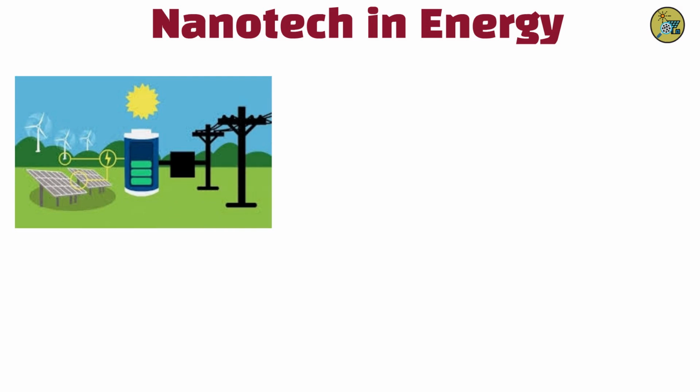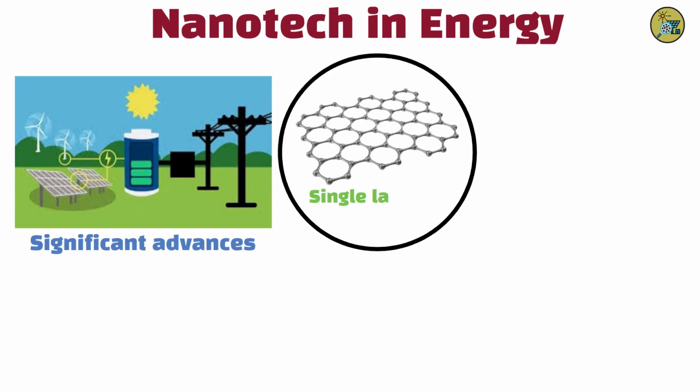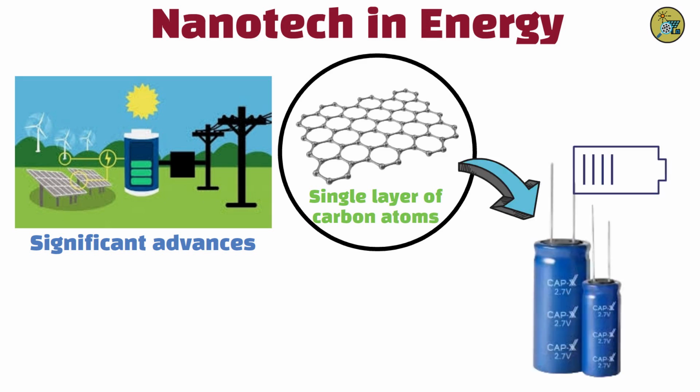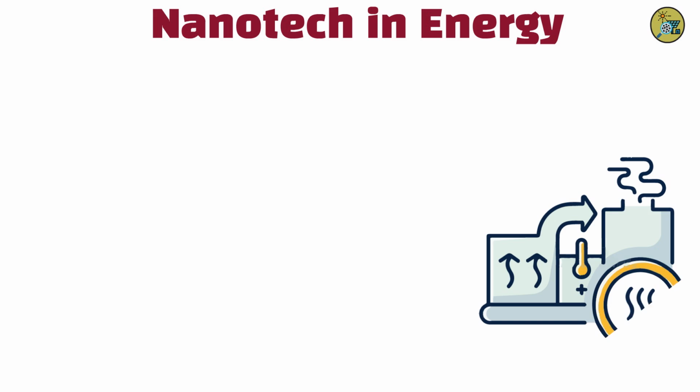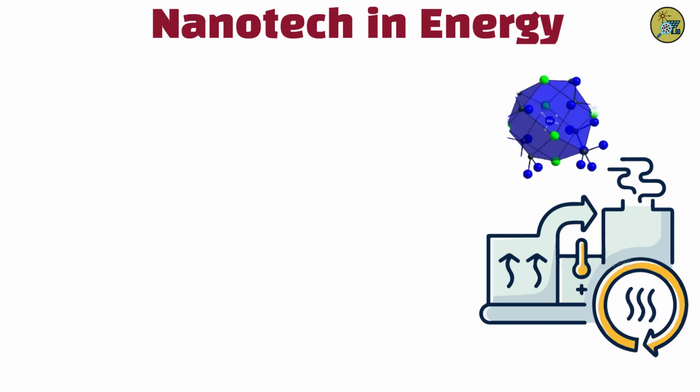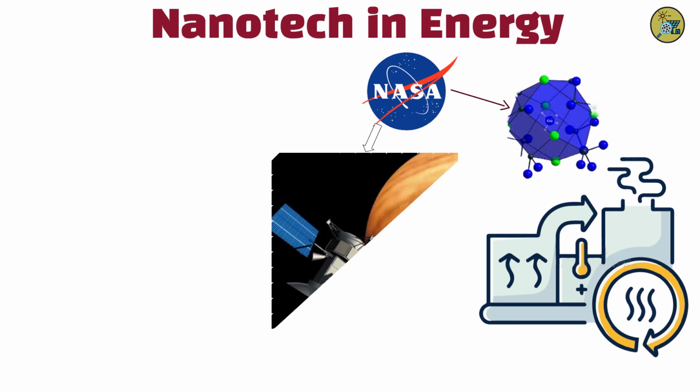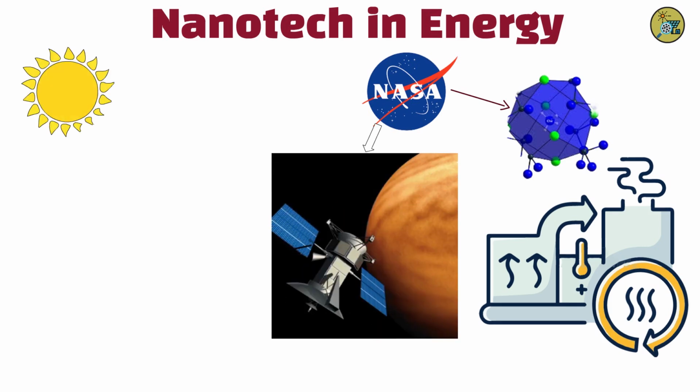Energy storage is another area seeing significant advances. Graphene, a single layer of carbon atoms, is being used to create supercapacitors with almost instant charging times. This could lead to electric vehicles that charge as quickly as filling up a gas tank. Even waste heat is being put to use through nanostructured thermoelectric materials. NASA is using these materials to power deep space probes, converting heat directly into electricity.